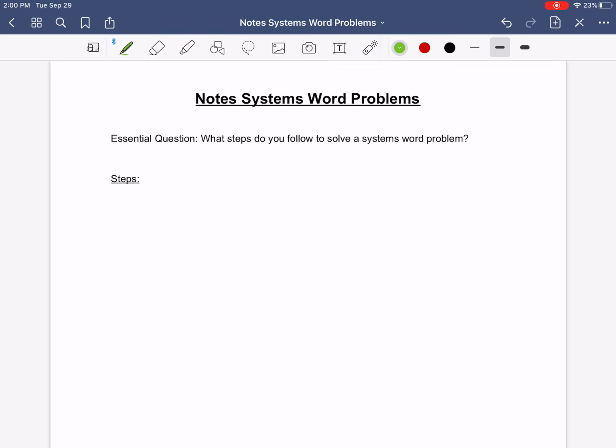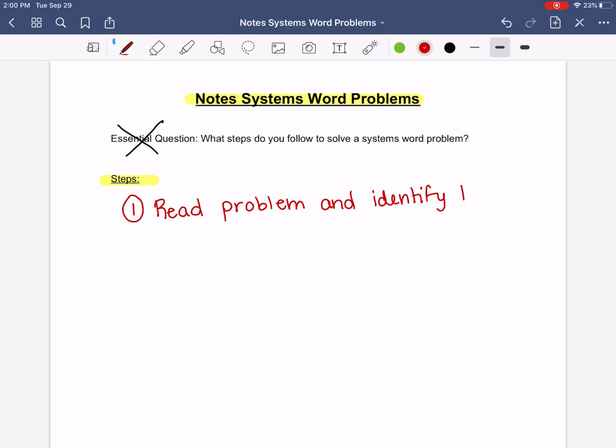So you don't have to write down the essential question, but basically, what steps do you follow to solve a systems word problem? Make sure you title your paper. We're going to write down our short steps right now. It's not a whole bunch, but with word problems, the first thing you always want to do when you have your word problem is read the problem, and identify key numbers and information.